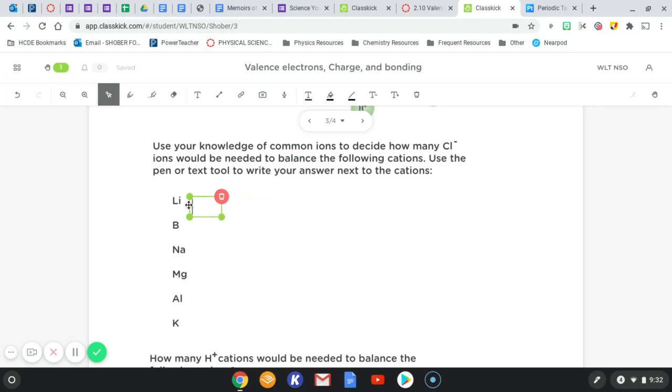So let me drag my text box to right where I want it. Okay, and so I just need to put a 1 in there. I think my text is actually too big, so I'm going to make it a little bit smaller. Okay, good. Now, hit enter twice, and that will get me down ready to talk about B, which is boron.